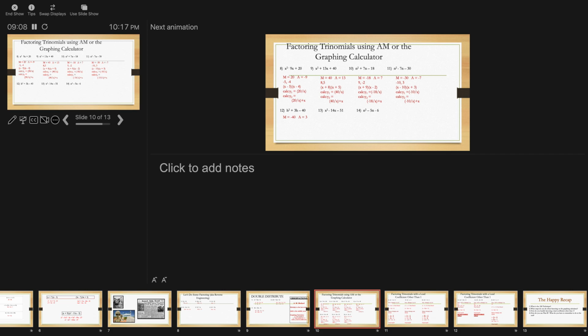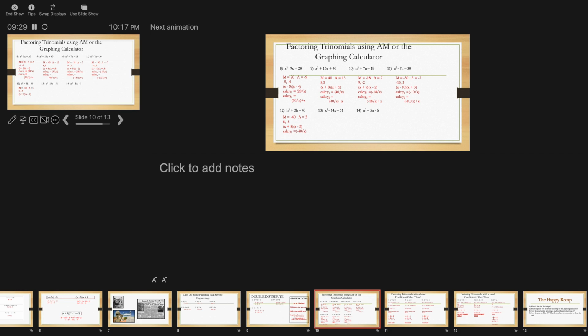Okay, so in this case, we're going to need to multiply out to negative 40, add up to 3. The two numbers that do that are 8 and negative 5, because 8 times negative 5 is negative 40, and 8 plus negative 5 is positive 3. That gives me the factors of x plus 8 and x minus 5.